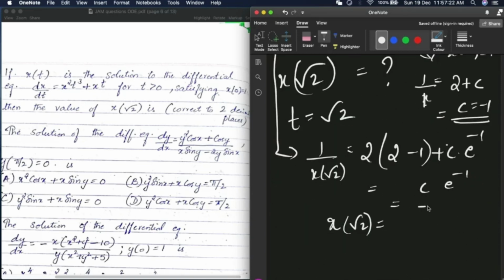So you're getting this as minus e raised to minus 1. This is minus e. Correct? Minus e correct to 2 decimal places means you have to enter the numerical value, okay?